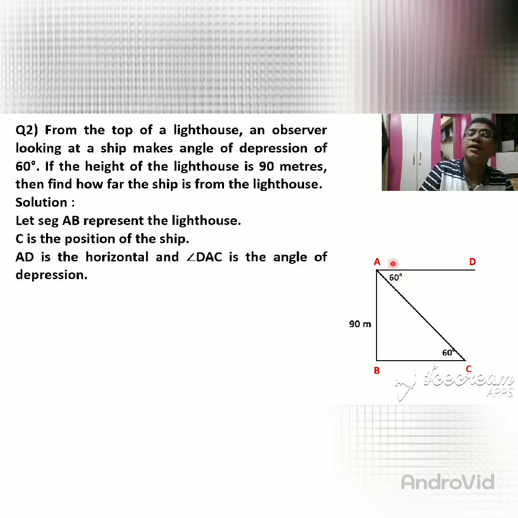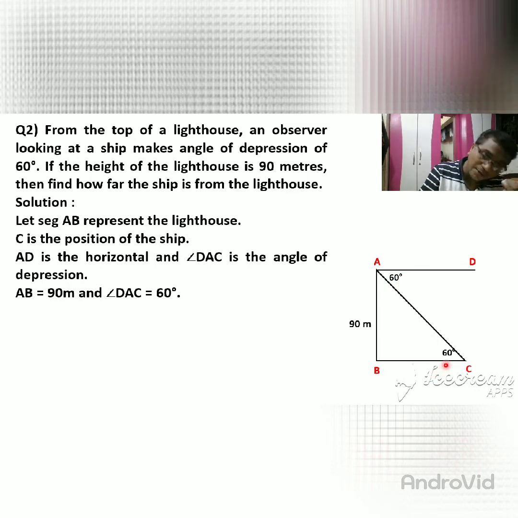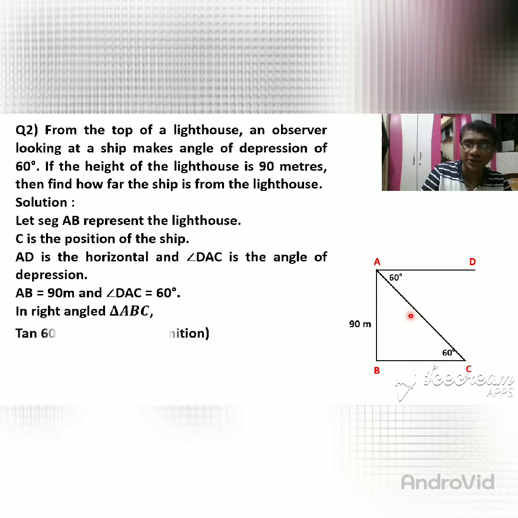So we draw AD, which is parallel to BC. This angle DAC is the angle of depression, that is 60 degrees. So this angle A and this angle C are alternate angles of each other. So angle DAC is equal to 60 degrees and angle ACB is also equal to 60 degrees.